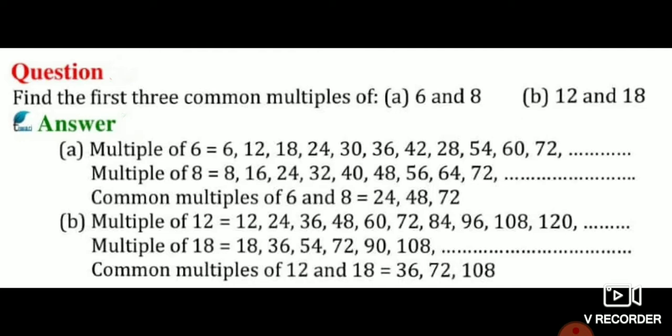So common multiples of 12 and 18 are the numbers which are present in both the multiples of 12 and the multiples of 18. Therefore, write: the common multiples present in both the multiples of 12 and the multiples of 18 include 36. 36 is present in both the multiples of 12 and the multiples of 18.